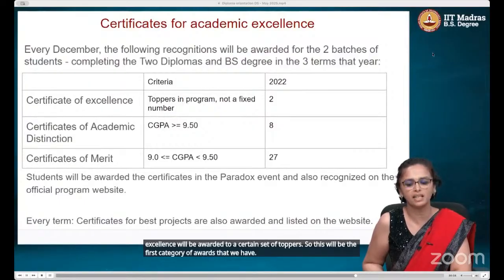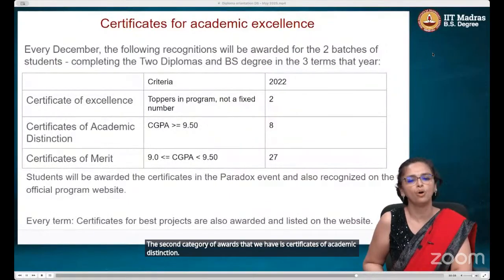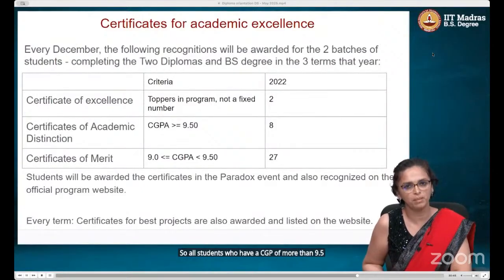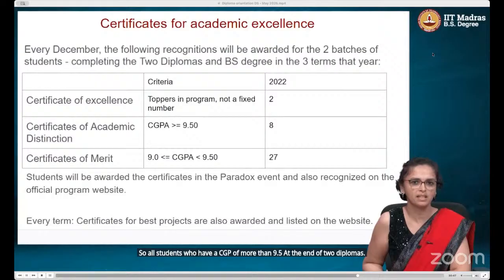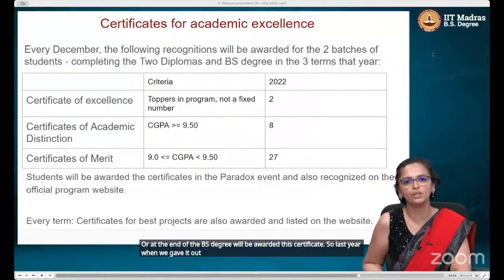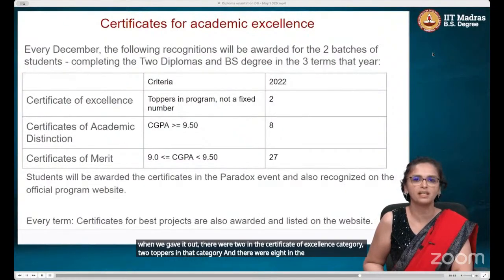The second category of awards is Certificates of Academic Distinction. All students who have a CGPA of more than 9.5 at the end of 2 diplomas or at the end of the BS degree will be awarded this certificate. Last year when we gave it out, there were 2 toppers in the Certificate of Excellence category, and there were 8 in the Certificates of Academic Distinction category.